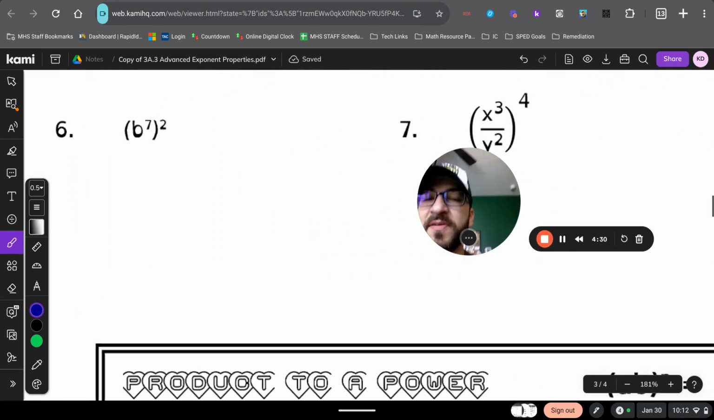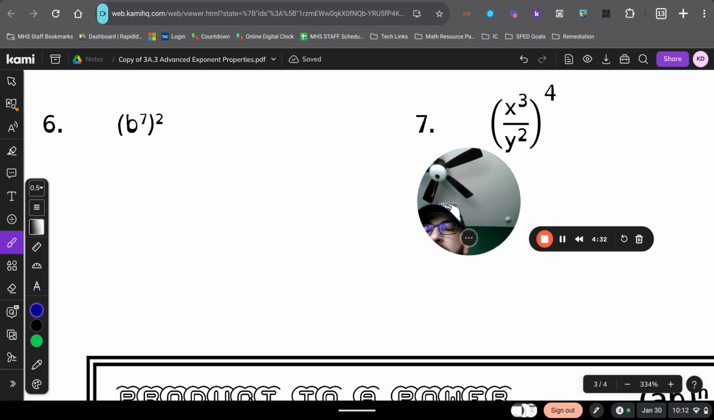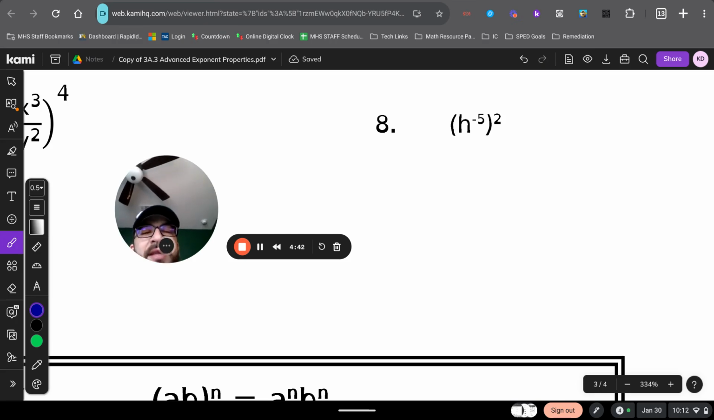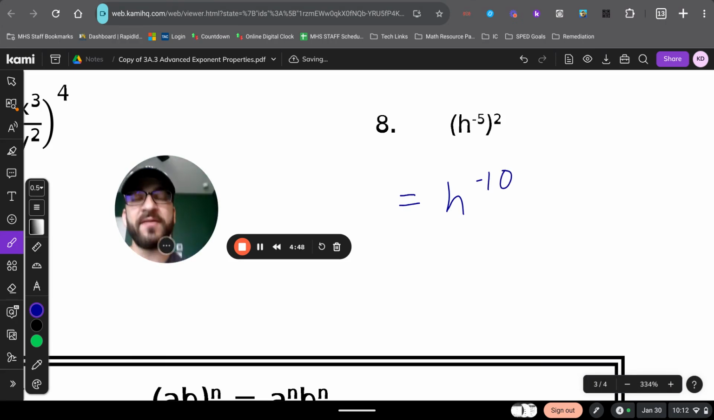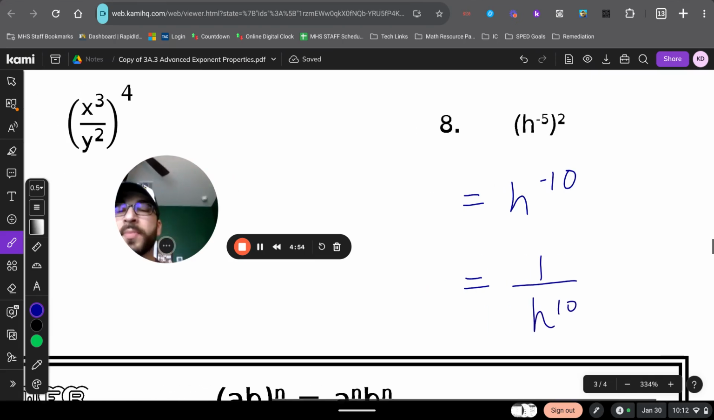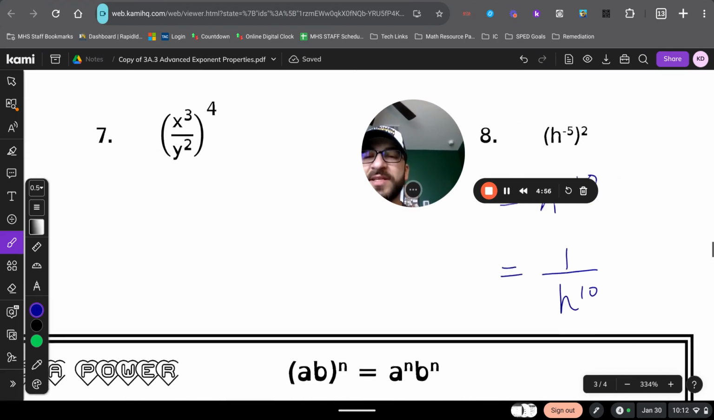So let's put this into practice. Let's look at number 6. We have b to the 7th squared. That's 7 and 2 as a power to a power, so we would multiply them to give us b to the 14th. Same idea over here on number 8. H to the negative 5th squared. Negative 5 times 2 would give us h to the negative 10. And then adding in our negative exponent, that negative 10 would make us go to the bottom, so 1 over h to the 10th.